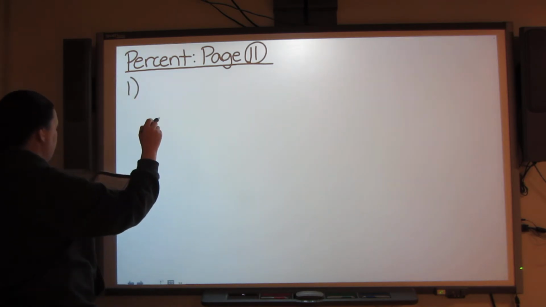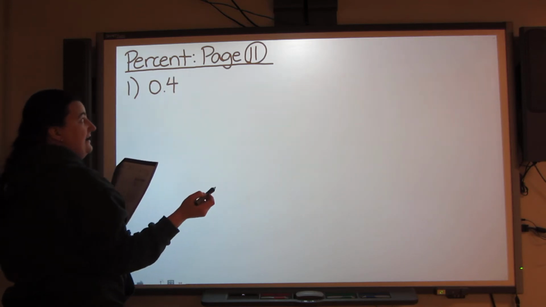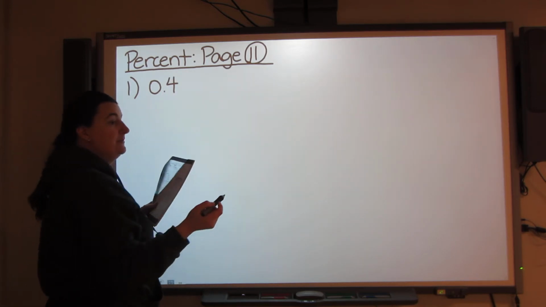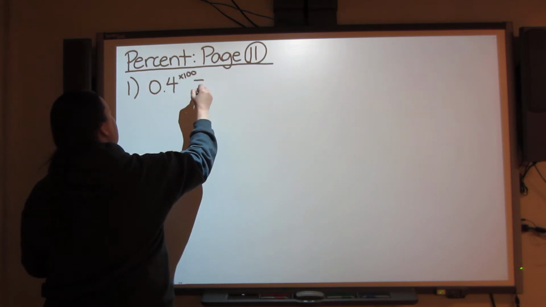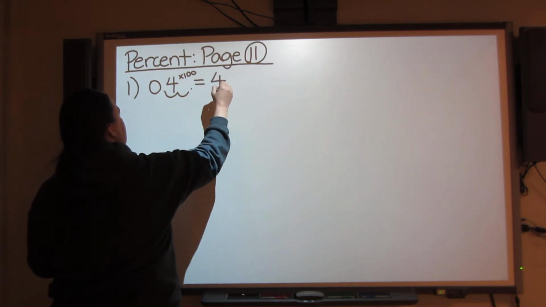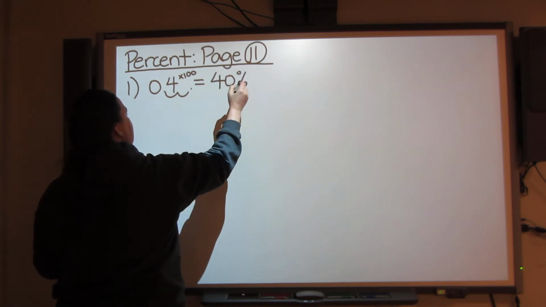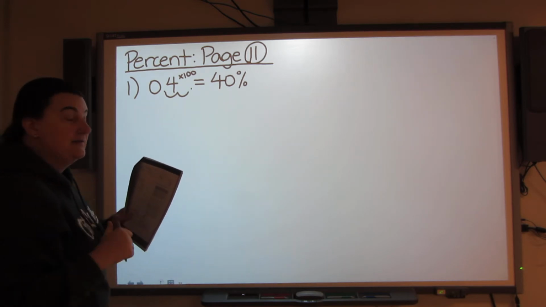Let's start with number 1. 0.4 or 4/10 changed to a percent, times by 100, 40%. Because that's, of course, an empty spot, which needs a 0.